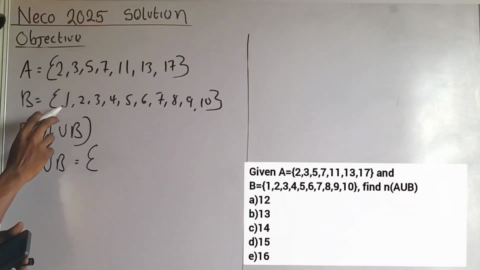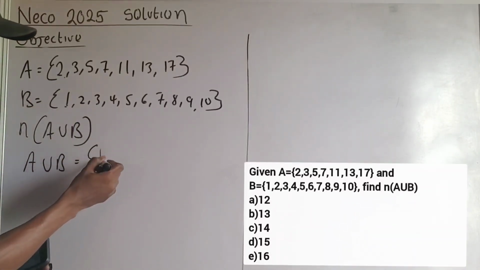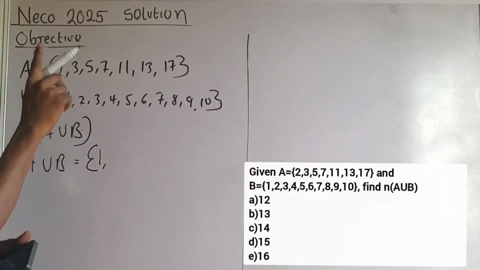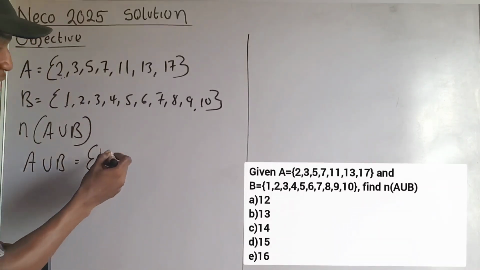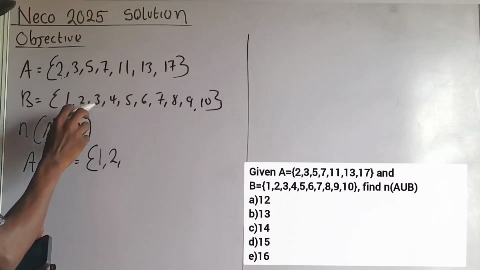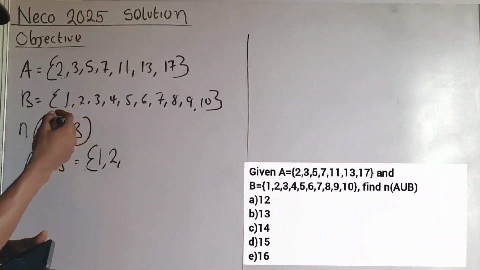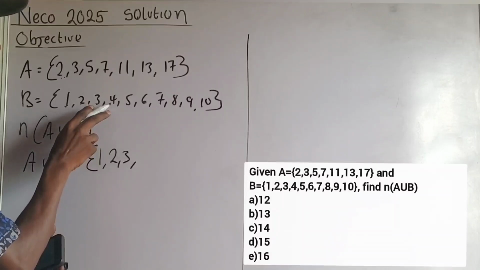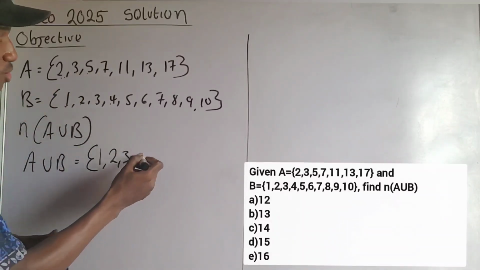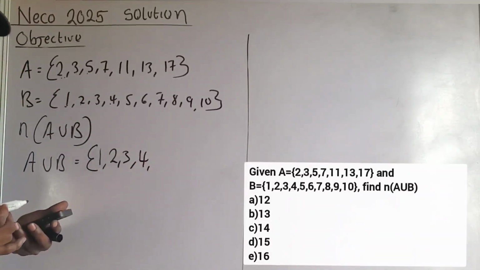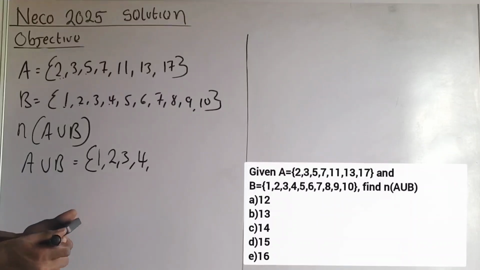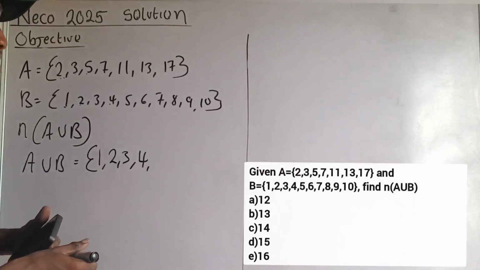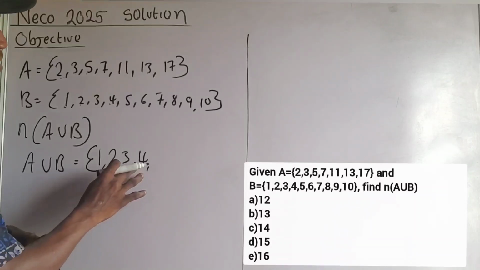For example, we have 1 here, we don't have 1 here, so we are going to have 1. Now we have 2 here, and we have 2 here. I'm going to take only one 2. That is what I mean. What of 3? 3 is common. Even though it is common, I'm going to pick one 3. 4 is here, 4 is not here, so I'm going to write 4, because union of a set simply means writing out all the elements in both sets without repetition. You understand? So I'm going to have 4 here also.